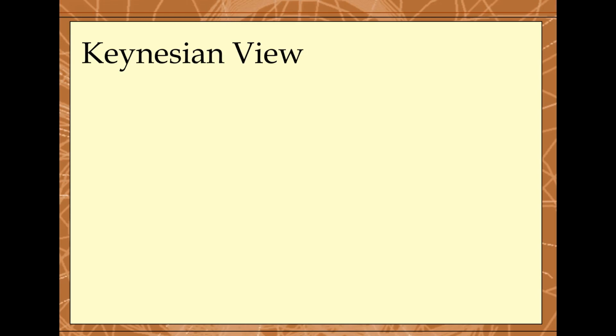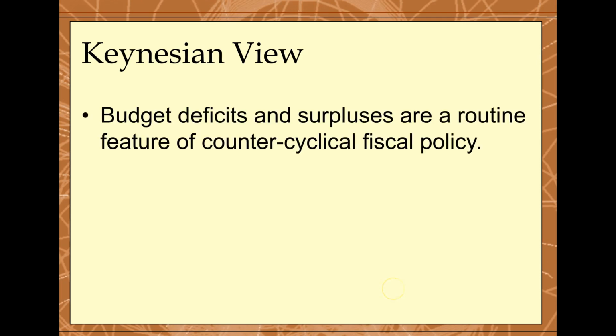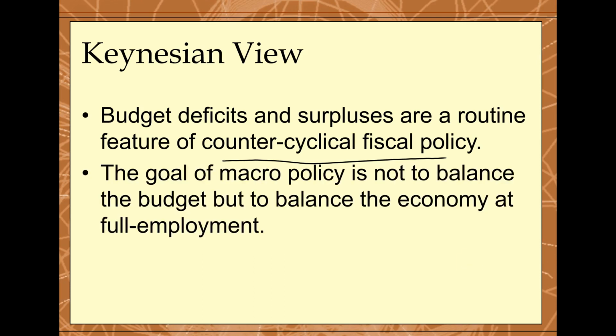So welcome back. Now, where we left off is how Keynes was thinking about using fiscal policy to help stabilize the economy. And basically, he felt that budget deficits and budget surpluses are just a routine feature of what we call counter-cyclical fiscal policy. Now, that's a fancy way of saying using fiscal policy to get the economy from contracting back to expanding. And so he didn't think that the goal of macroeconomic policy was to balance the budget. He felt that it was used to try to get the economy to full employment.